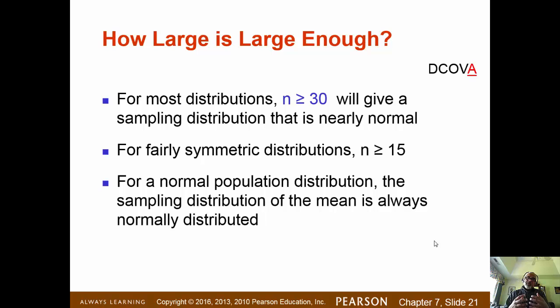Now, if the underlying population is a fairly symmetric distribution, even if it is not normal, like a uniform distribution, even smaller sample sizes will do. N greater than or equal to 15 will give you an extremely accurate approximation of the normal distribution. So n greater than or equal to 30 is not a hard and fast rule. It's only a rule of thumb, and you can be a little flexible with that. For a normal population, the sampling distribution of the mean is always normally distributed, and sample size doesn't matter. This n greater than or equal to 15, or 30, or anything in between, applies only if the underlying population is not normal.